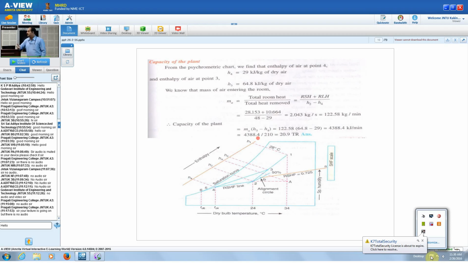1 ton of refrigeration, you know the value is 210 kilojoules per minute. I think you know, 1 ton of refrigeration is taken as 210, a fixed value. You divide by that, then you get the capacity in tons of refrigeration. So like that, you will get 20.9 tons of refrigeration. Next.